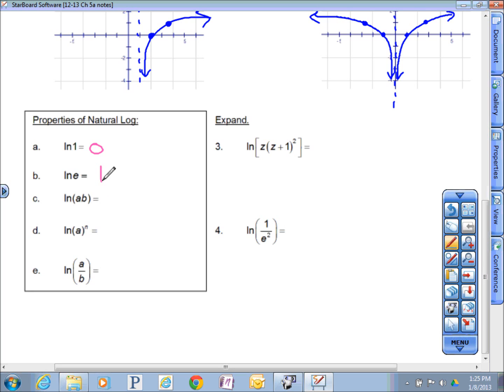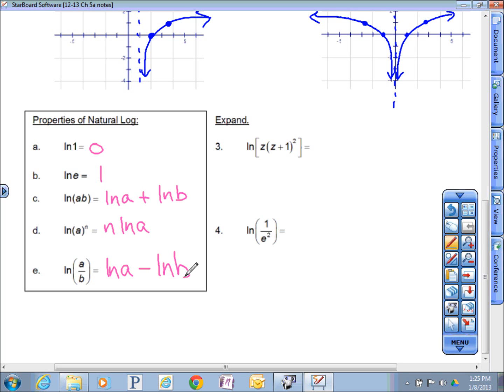Natural log of a times b, a product, is the same thing as natural log of a added to natural log of b. Natural log of a to the n, you can write that exponent as a coefficient being multiplied by the log. And natural log of a quotient is the same thing as natural log of a minus natural log of b. So there's your log properties. So now the next 3 problems, 3, 4, and 5 on the back, are all about what I do in order to use these log properties.